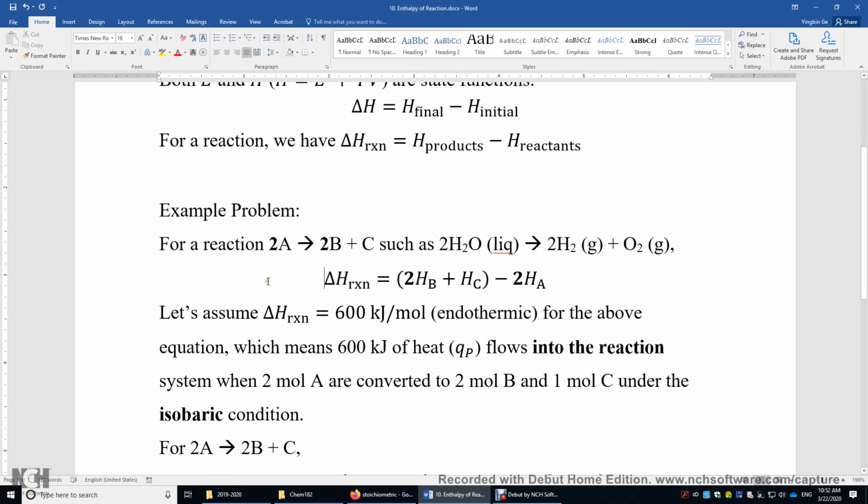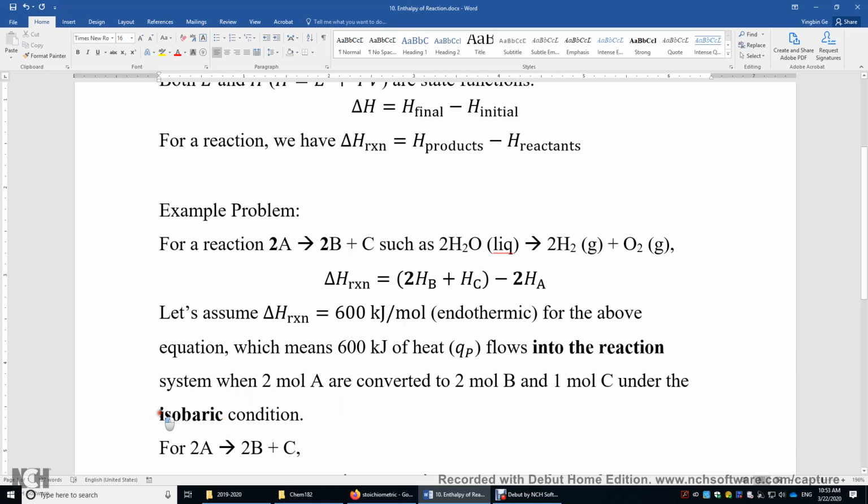Let's assume for this chemical reaction, we know the value of the enthalpy of reaction. Let's say it's positive 600 kilojoule per mole. It's positive, and then we know it's endothermic. Heat flows into the reaction, and then it also means we need 600 kilojoule of heat flows into such a reaction system to convert 2 moles of A to 2 moles of B plus 1 mole of C under the isobaric condition. So you may ask, why did I emphasize this isobaric condition?